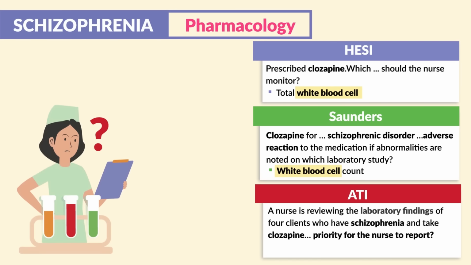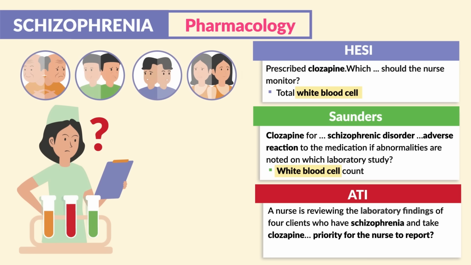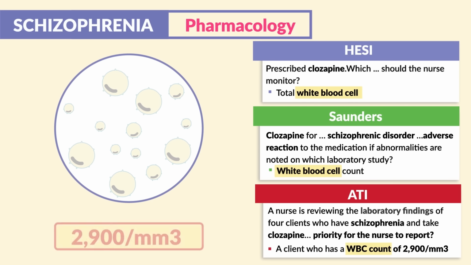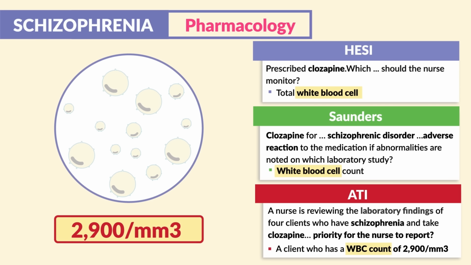And lastly, ATI. A nurse is reviewing the laboratory findings of 4 clients who have schizophrenia, taking clozapine. Priority for the nurse to report. A client who has a WBC count of 2,900. Yes, anything less than 5,000 is abnormal, a decreased neutrophil count.